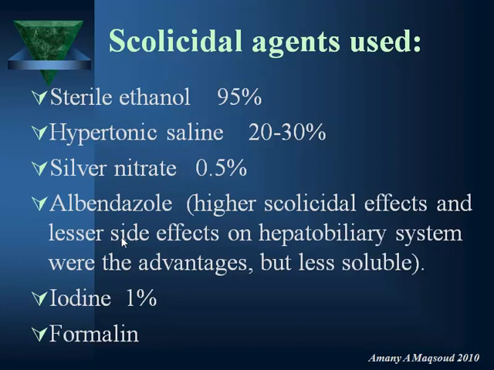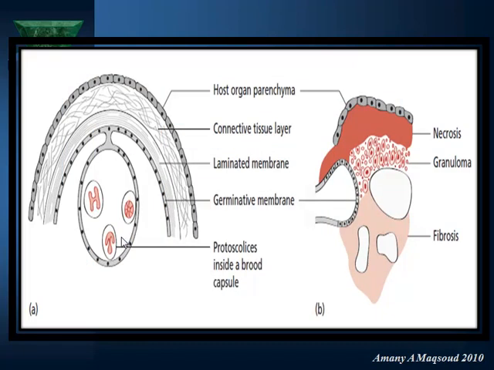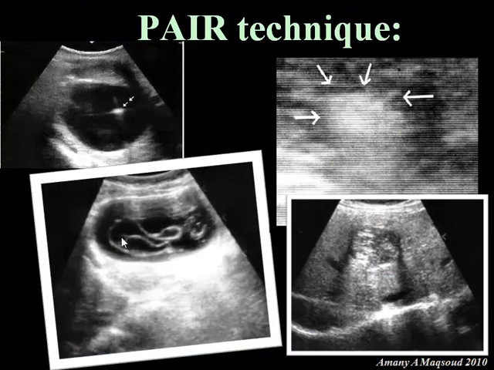Silver nitrate may also be tried. It has the least inflammatory reaction, but its action is much delayed. Albendazole, of course, is very physiological. It is the chemotherapy used for the treatment of Echinococcus granulosus, so it is logical to give it locally inside the cyst, but it's less soluble than the other scolicidal agents, and so it doesn't act as an antihelminthic inside the cyst. Iodine 1% and formalin: iodine also has less inflammatory action on the hepatic tissue and biliary system than sterile ethanol. Now I remind you again of the microscopic anatomy to talk about the PER technique.